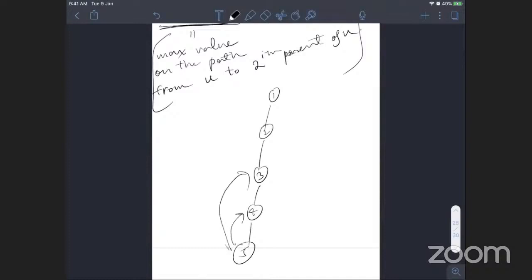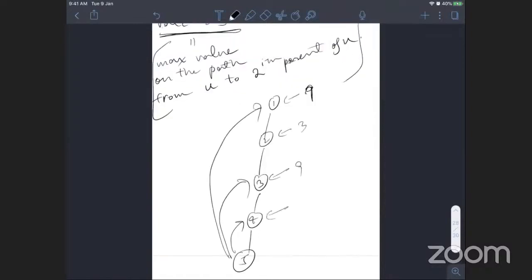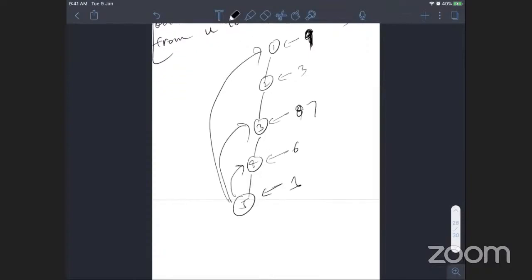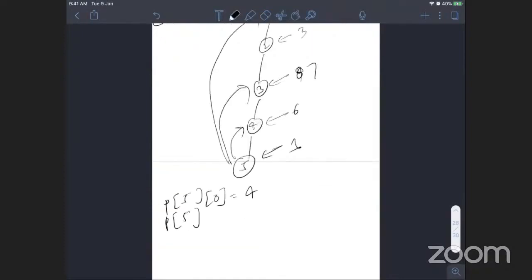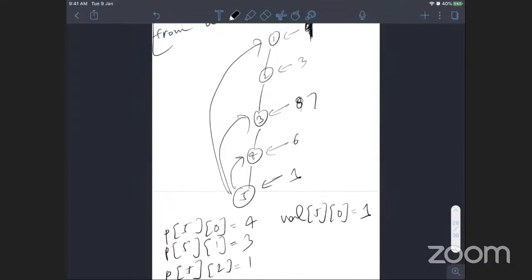This is the first parent, this is the second parent, this is the fourth parent. Okay, this value is, let's say, 7, 3, 9. Okay, let's put this as 9. Put this as 7. Put this as 6. Put this as 1. Then P 5 0, sorry. What will P 5 0 be? P 5 0 will be 4. Correct? What will P 5 1 be? 3. What will P 5 2 be? 1. Now, what will val 5 0 be? It will be 1. It's like from this guy to this guy.